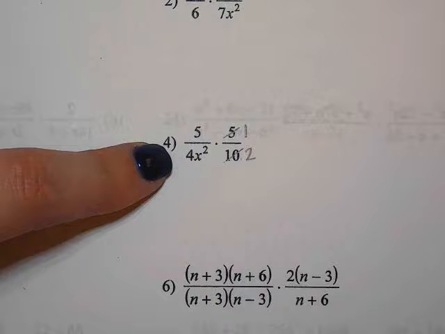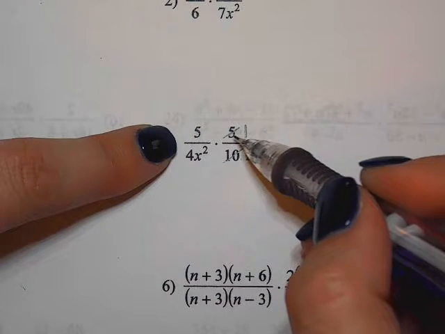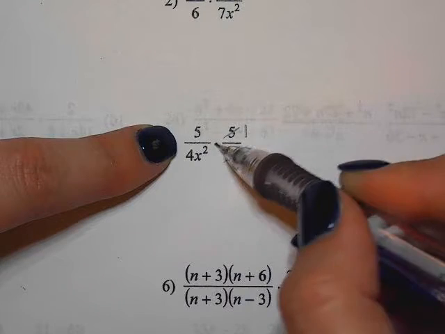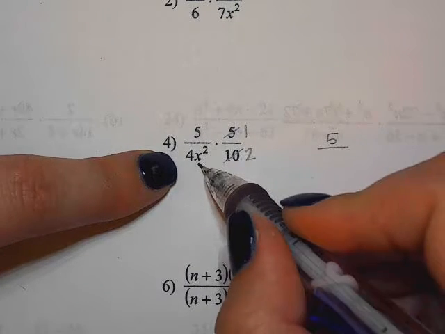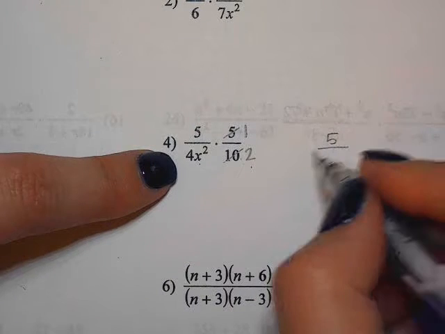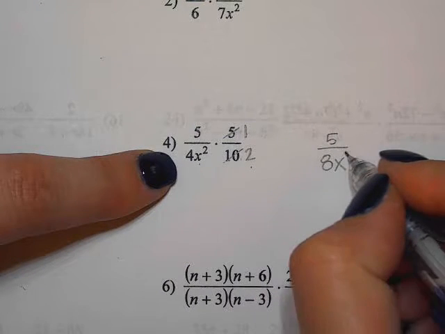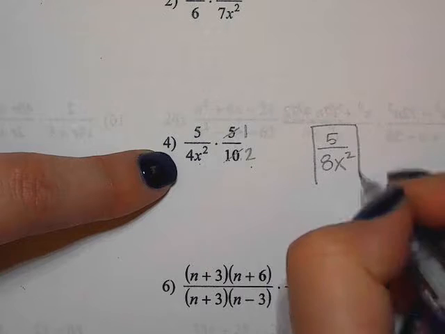Anything else we can reduce? Nope. So we'll multiply straight across. 5 times 1 is 5. 4x squared times 2, 8x squared. Okay.